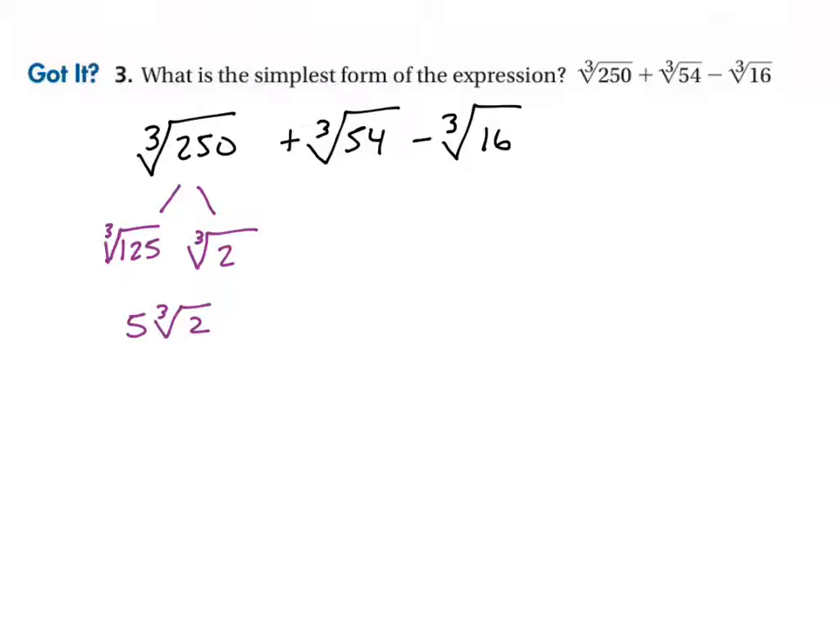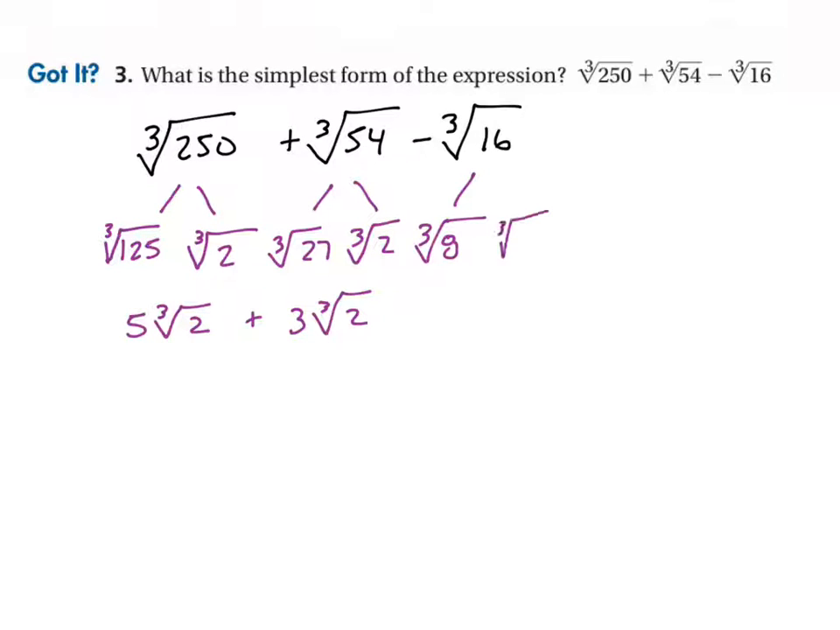Then I do the same thing for the cube root of 54. This is going to break apart into the cube root of 27 and the cube root of 2. The cube root of 27 is going to be 3. So 3 cube root of 2. And then the cube root of 16 is going to break apart into the cube root of 8 and the cube root of 2. The cube root of 8 is just 2, so this is 2 cube root of 2. There should be a subtraction sign here because there's one here.